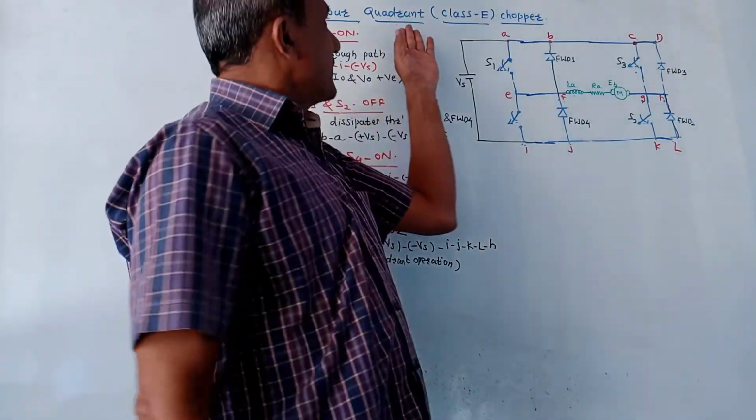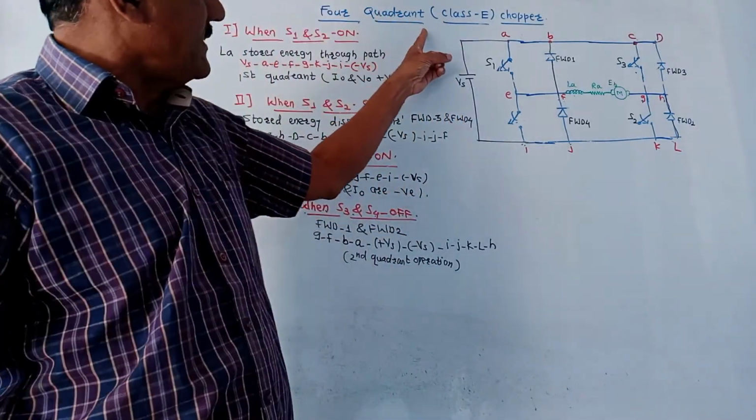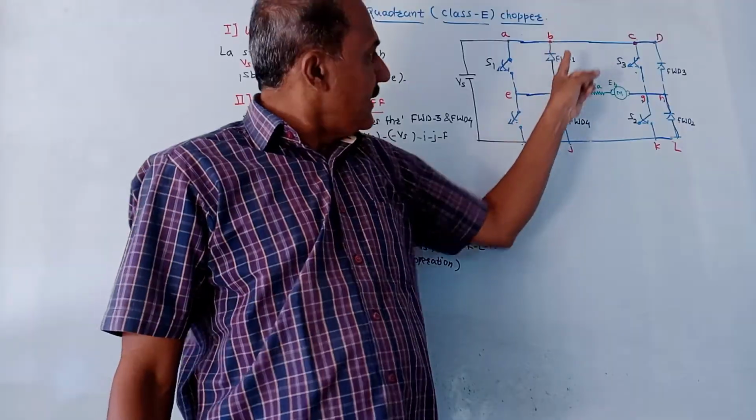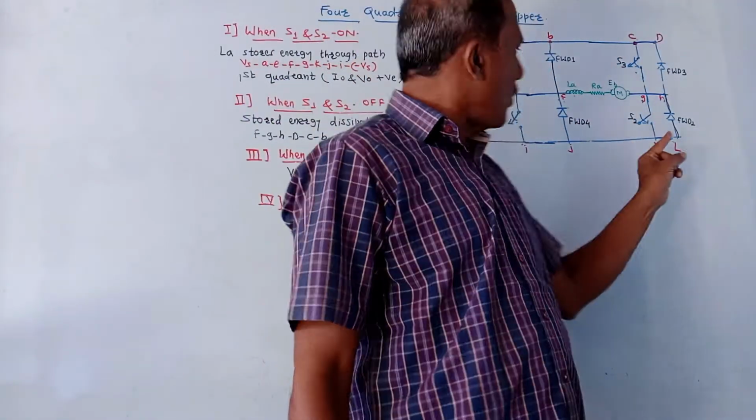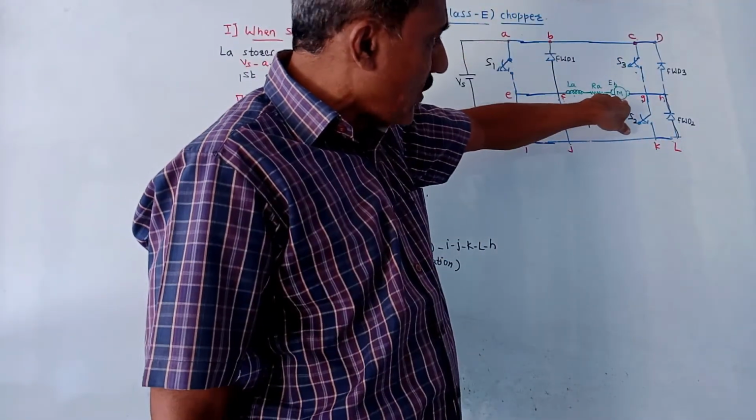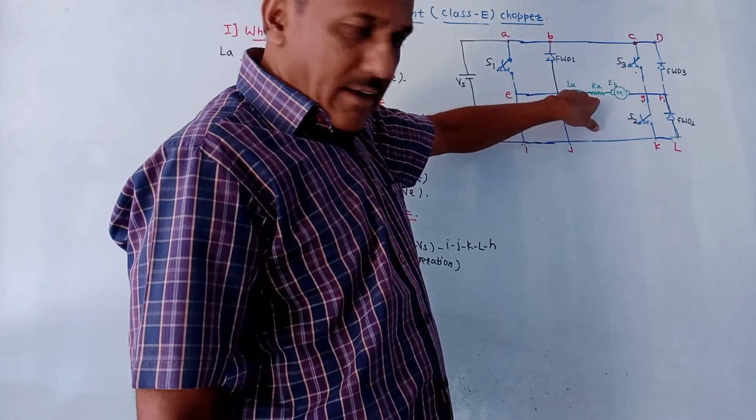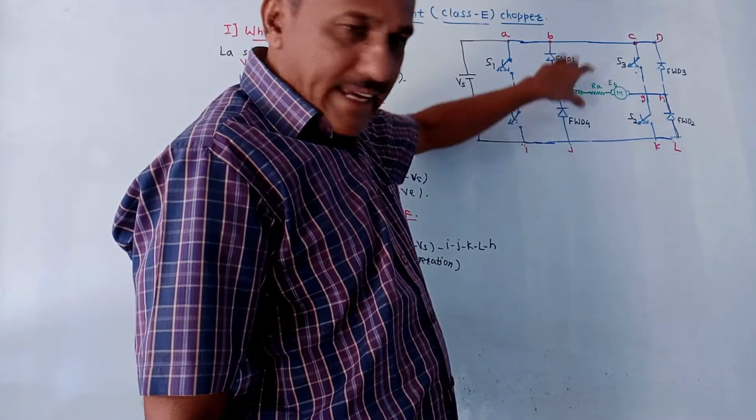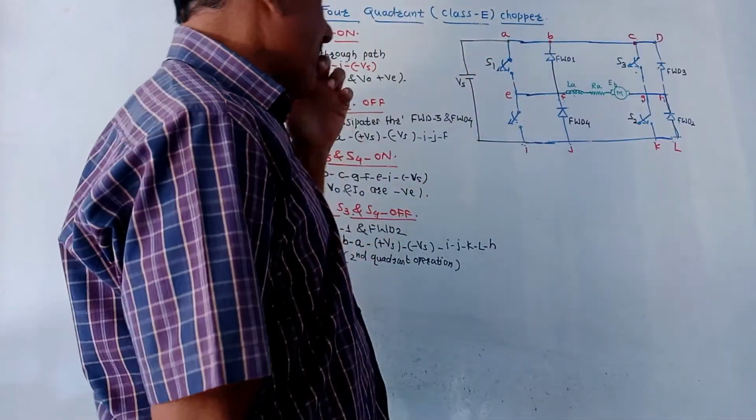Now we will discuss the operation of 4 quadrant, that is class E chopper. This is the circuit diagram of class E chopper. As shown in this diagram, here we have connected one motor, then RA and LA. LA is the series inductance of motor.